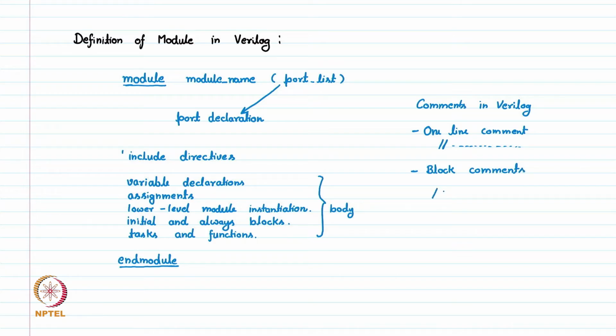This you can start by slash star, and then you can write anything, and whenever you want to close these comments you write star and slash. So anything in between these two patterns will be treated as comments. Whatever is written here will not be considered in the Verilog coding. So this is how a Verilog code looks like.